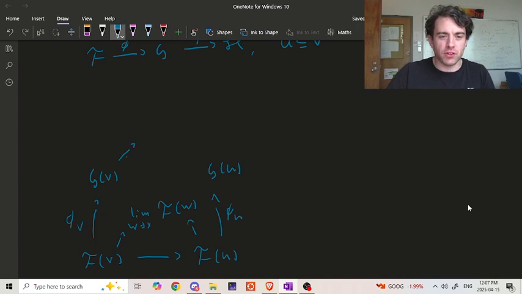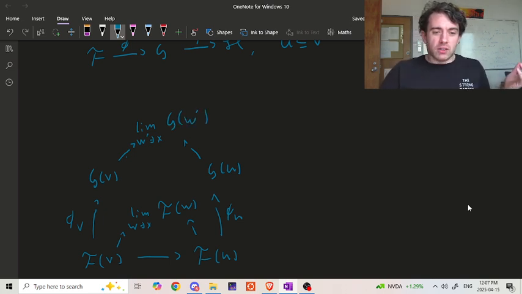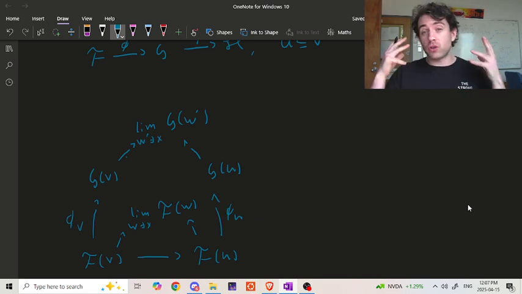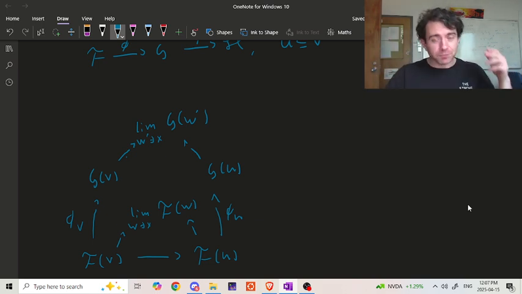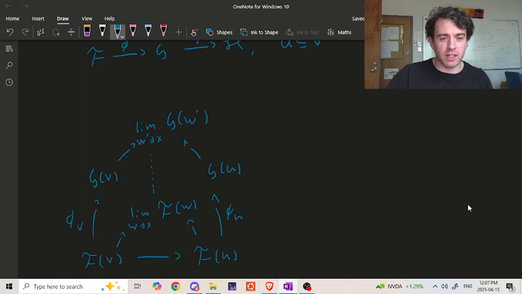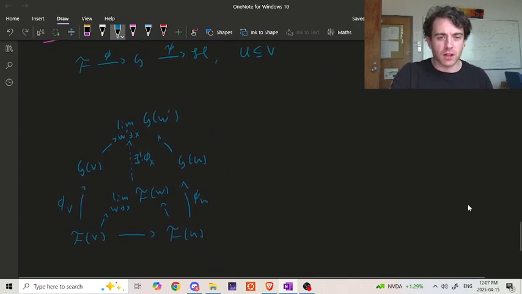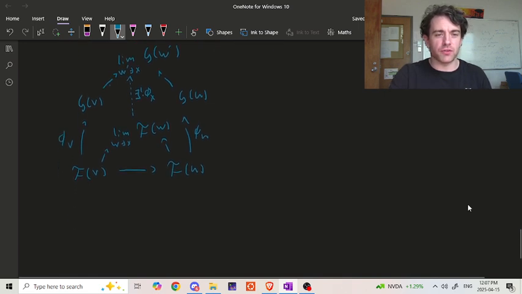And these also both map into the stalk of G at X, so I'll call this W prime, containing X. This is GW prime. And now because I have these maps out of the FV and the FU, by the universal property that defines the limit, I know that there has to exist a unique map making this whole blue diagram commute, and that's what I'm going to call phi sub X. So that's part one. That's how we define it.